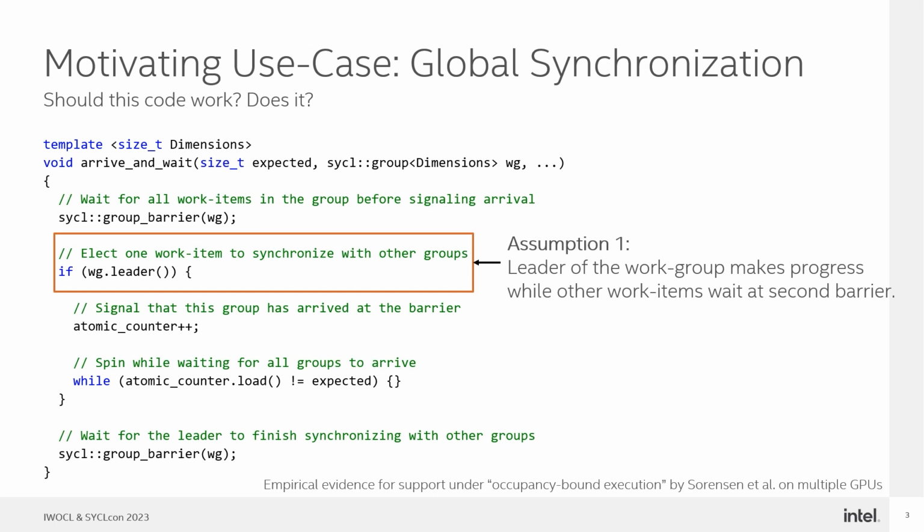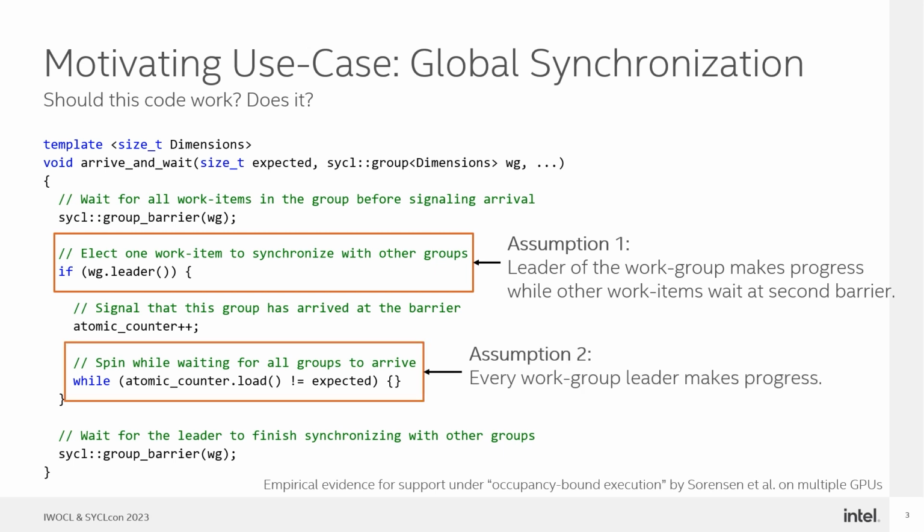The first assumption is that the leader of each workgroup makes progress while the other work items in the group wait at the second barrier. And this is probably a pretty safe assumption, but the SYCL 2020 specification doesn't really explain clearly how barriers are supposed to work, and I'll say more about that later. The second assumption is that every workgroup leader makes progress independently of all the other workgroups. And this assumption is definitely unsafe, because SYCL explicitly says that communication between workgroups is implementation defined.